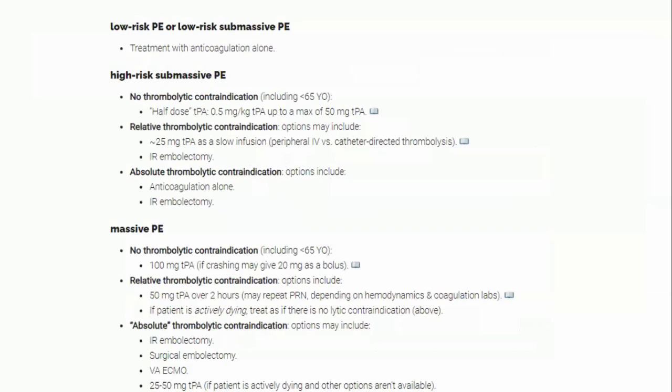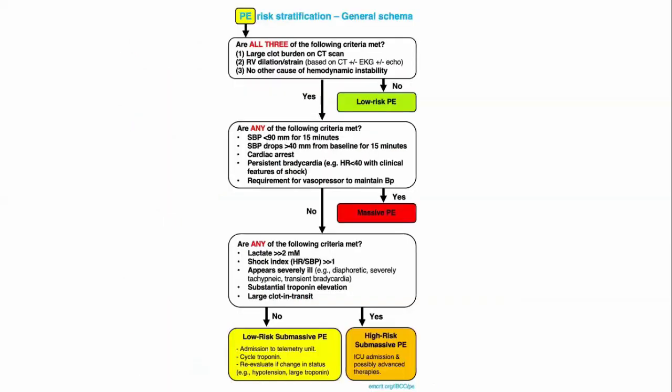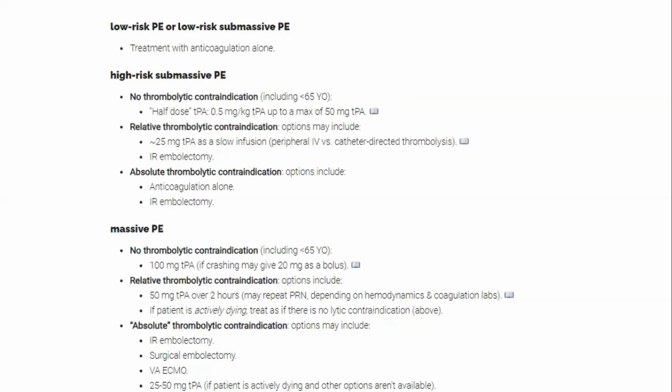This is from the IBCC, what they recommend we should be giving our high-risk patients. So your high-risk submassive patients who have no thrombolytic contraindication, we should be doing half dose. And if there's a relative contraindication, we should be doing like a quarter dose, 25 milligrams, as a slow infusion through a peripheral line. Because we know, just based on anatomy and physiology, all your lytic will reach your pulmonary vasculature. Obviously, in massive PEs, we know we give full dose lytic if it's an arrest.